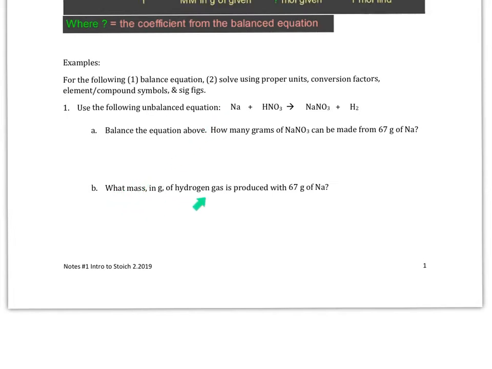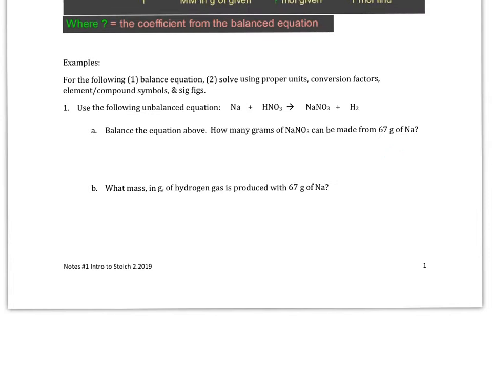And this is a separate question, but it is still related to this equation. So what mass in grams of hydrogen gas? So then in letter B, we'll try to find hydrogen gas produced from 67 grams of sodium. They made it a little bit easier for us that we have 67 grams to start with in each of those. So we'll have some repetition in numbers that we can copy.